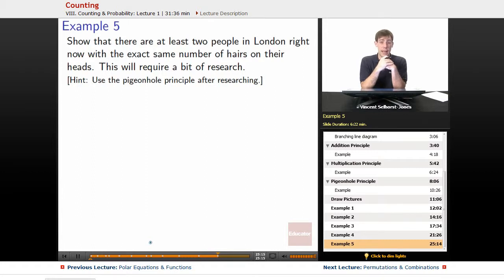number of hairs on their heads. This will require a little bit of research. It seems like a kind of weird thing at first. But after researching, we see this uses the pigeonhole principle. So that's going to be a hint that we're going to want to use the pigeonhole principle.